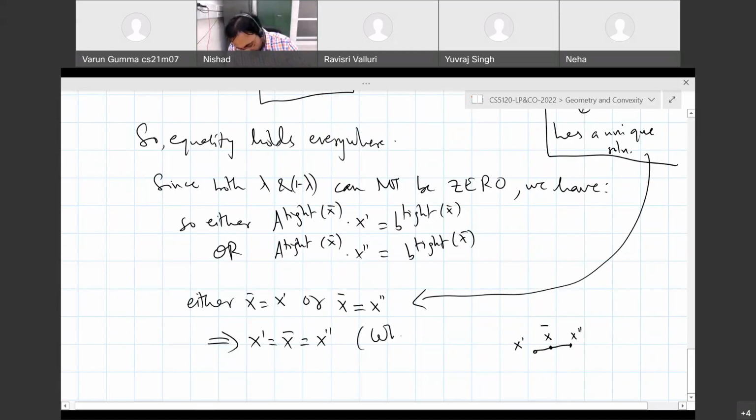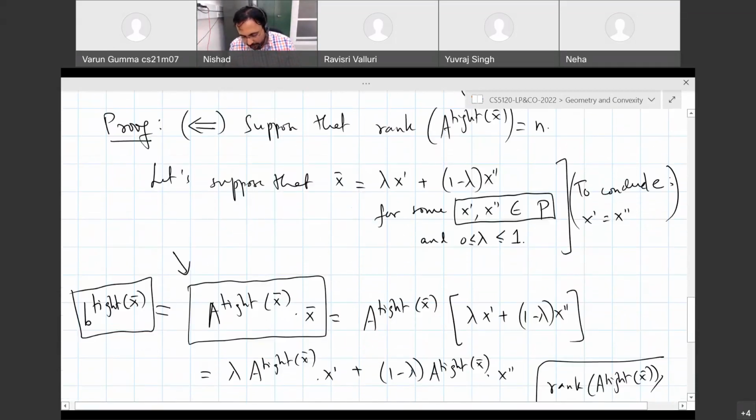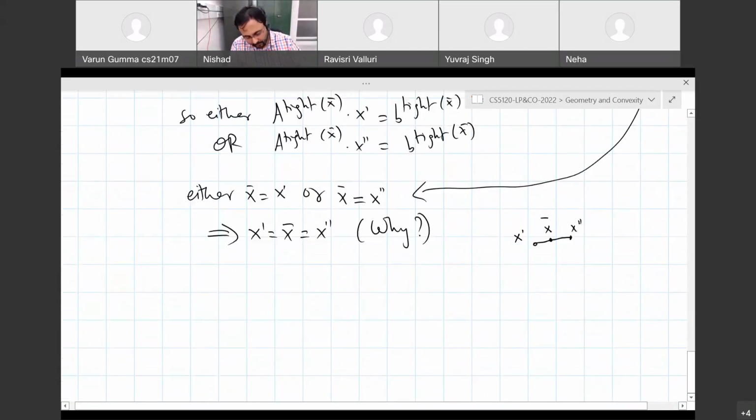So I'll just put a y over here and let you think about it. It basically goes to what does it mean to say that a point is a convex combination of 2 points. It basically means that you have drawn a line segment around that point, and you have written that point as a convex combination of those two ends of the line segment. So both the ends have to be distinct from x bar. So if any one of them is the same as x bar, then all of them are actually the same. And that is exactly what we wanted to prove. We wanted to prove that x prime and x double prime are indeed the same.